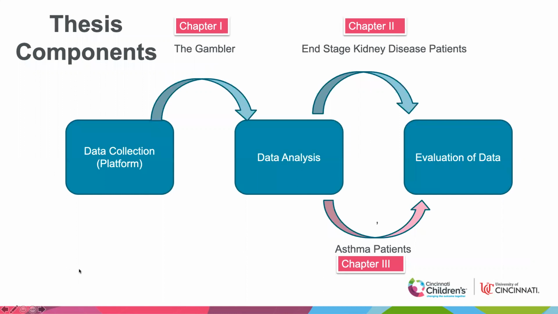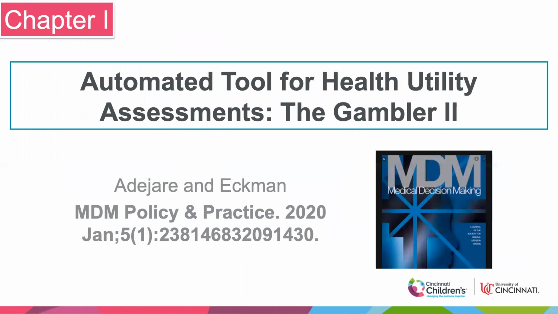So what are we going to do today in terms of discussion of my thesis? We're first going to look into how we developed a biomedical informatics tool with the Exemplar. We'll look into how we use data analysis to evaluate data and possibly look for potential disparities with end-stage kidney disease, as well as with patients with asthma. With that being said, let's first talk about the work published in Medical Decision Making Policy and Practice that was just published last year with the automated tool for health utility assessments, the Exemplar 2.